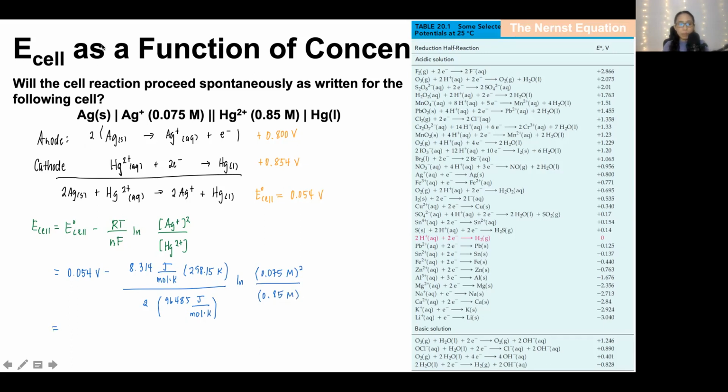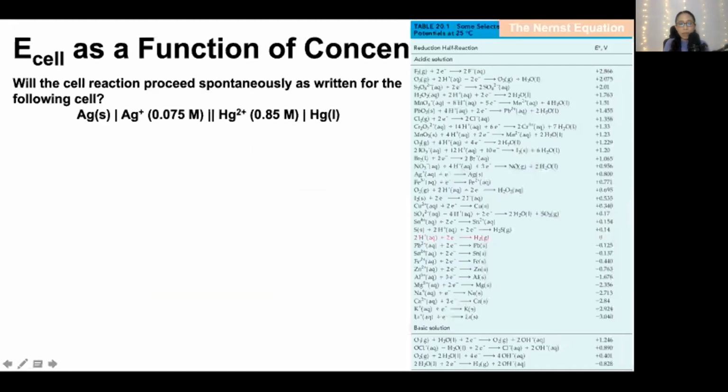Okay, so the cell potential is, let's compute for that, minus 8.314 times 298.15 over 2 times 96,485 times ln 0.075 squared over 0.85. Okay, so we have a cell potential of 0.11846 volt. So what is our conclusion?